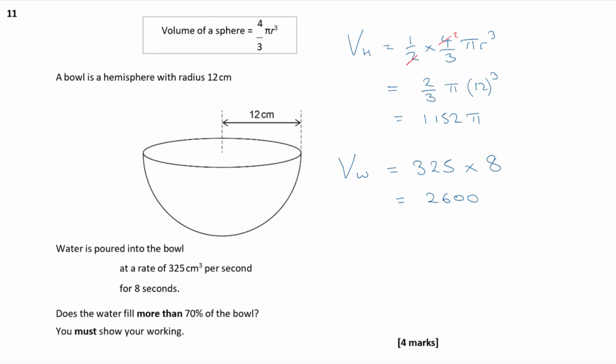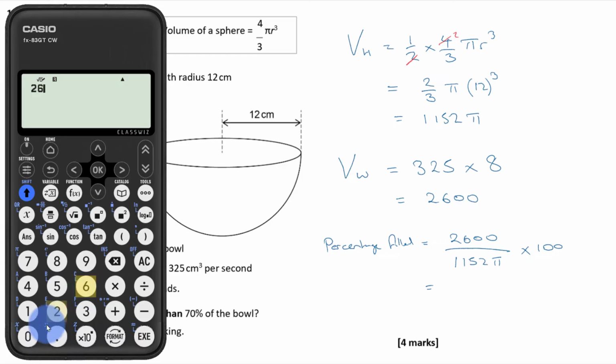So does the water fill more than 70% of the bowl? Is 2,600 70% of 1,152 lots of pi? Okay, well, let's find out. So the percentage filled would be the amount of water going in divided by the amount of water that it could hold, times by 100 to make it into a percentage, isn't it? Okay, so what's that then? So 2,600 divided by 1,152 lots of pi times 100.